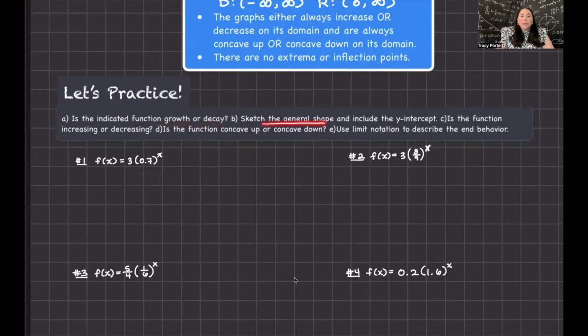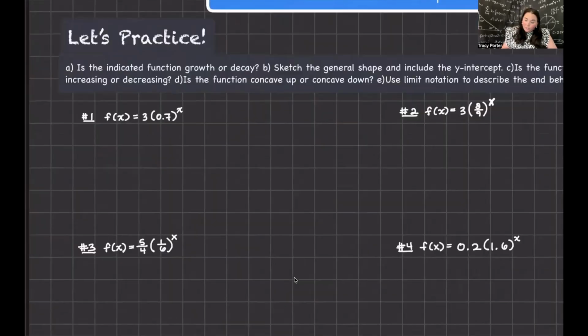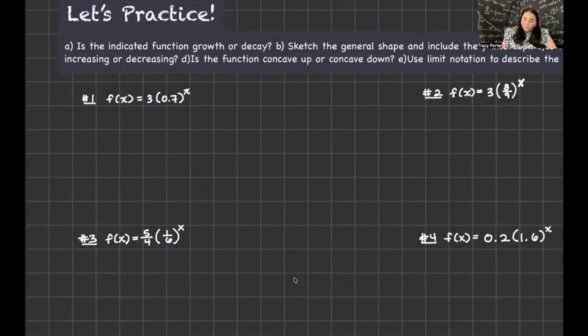We don't really have to plot points, but we do want to label the y-intercept. Is it increasing or decreasing? Is it concave up or concave down? And then for this one, we're going to bring in the limit notation, because a lot of the pre-calculus classes are focusing on this as well. So let's go ahead and answer these questions, and we'll start with the first problem.